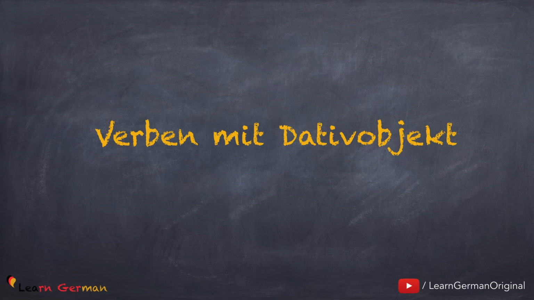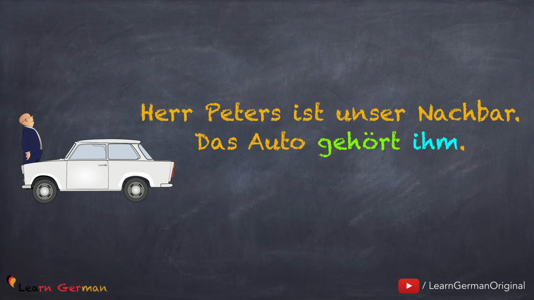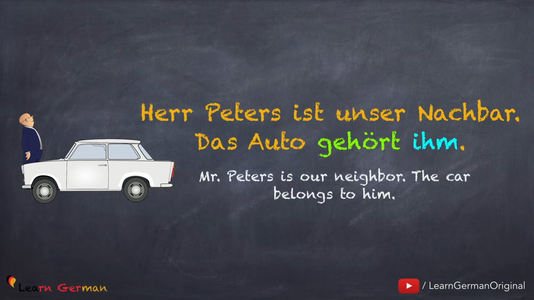Ihm can also be used when there is only one object in the sentence. This happens only when you are using Verben mit Dativobjekt. Let's look at the first example. Sam hatte Geburtstag. Wir haben ihm gratuliert. Gratulieren is a verb that takes only the Dativobjekt. Here's another example. Herr Peters ist unser Nachbar. Das Auto gehört ihm. The verb gehören also takes a Dativobjekt.